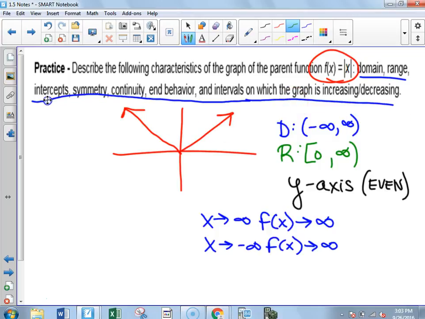What do we miss? Intercepts, guys. Where's the only place it crosses either axis? Is this continuous? Are there any gaps or holes anywhere? Asymptotes? Nope. Did we miss anything? Increasing, decreasing.